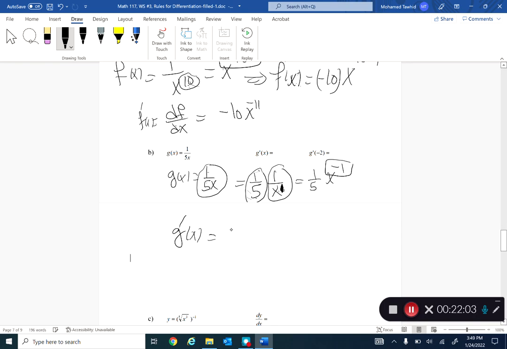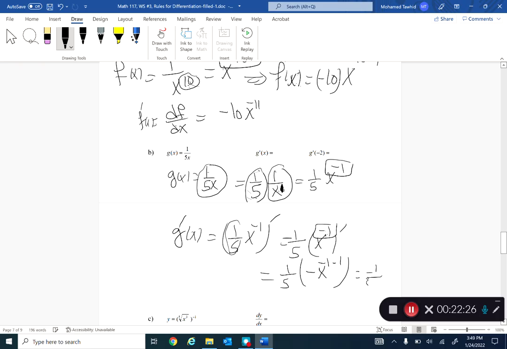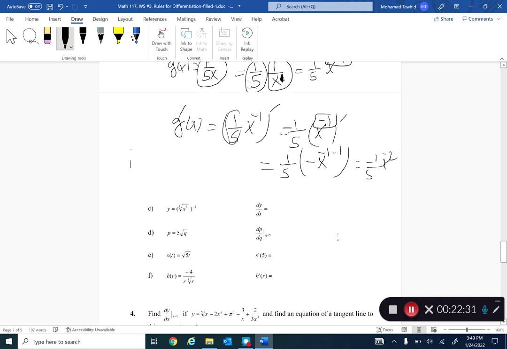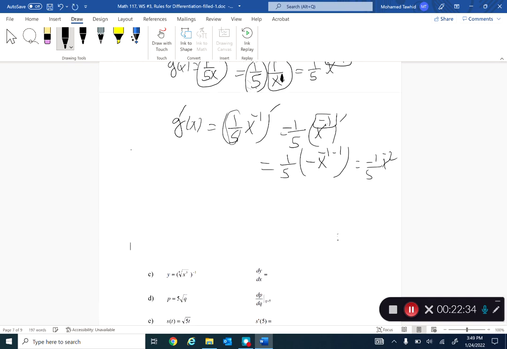g prime of x will be 1 over 5, x to the power negative 1, prime. Now we have a constant. I can grab the constant outside of my derivative, right? What is my n here? Your n is negative 1. So you have 1 over 5, negative 1 times x to the power n minus 1, which is negative 2. So you have negative 1 over 5, x to the power negative 2, right? So that is our g prime of x. Okay, guys? So that is what you have for this one.